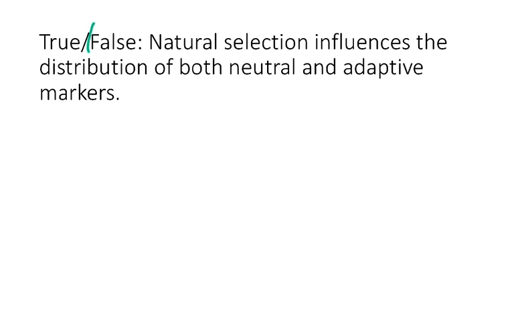So the answer is false. And if we think about it, we just said that adaptive markers affect fitness, neutral markers do not. And natural selection is a process that's acting on an organism's phenotype to increase its fitness. And so because of that, natural selection influences the distribution of adaptive markers. That's true, but natural selection does not influence the distribution of neutral markers.